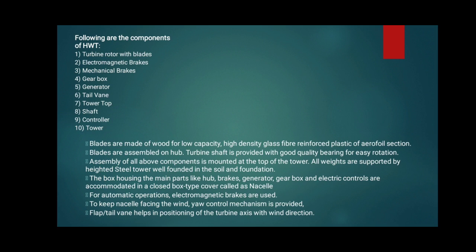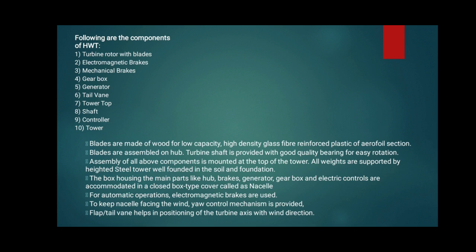Following are the components of horizontal wind turbine. Turbine rotor with blades, electromagnetic brakes, mechanical brakes, gearbox, generator, tailwheel, tower top, shaft, controller, and tower. Blades are made of wood for low capacity, high density glass fiber reinforced plastic of airfoil section. Blades are assembled on hub.